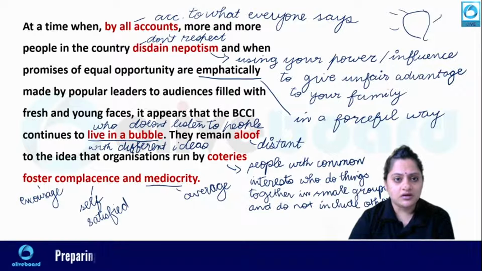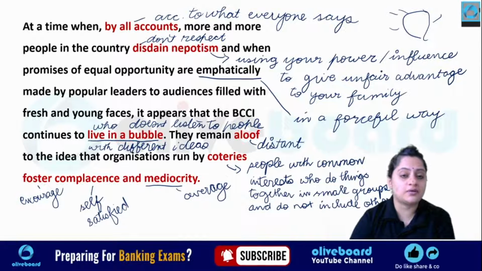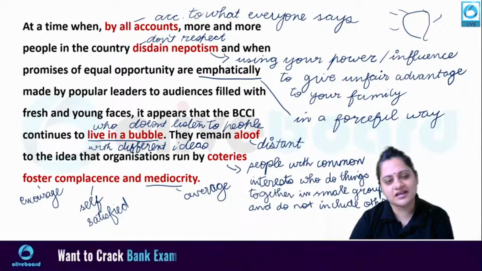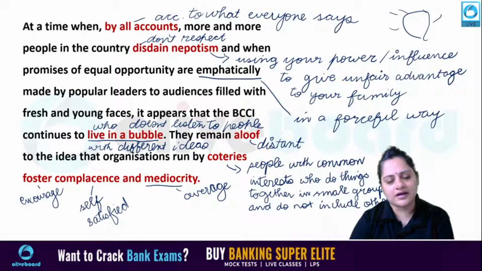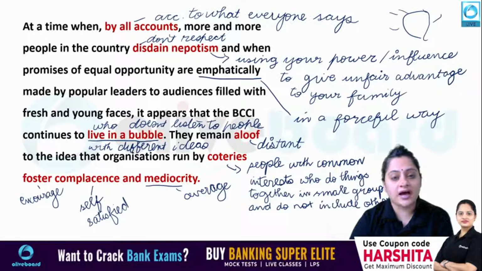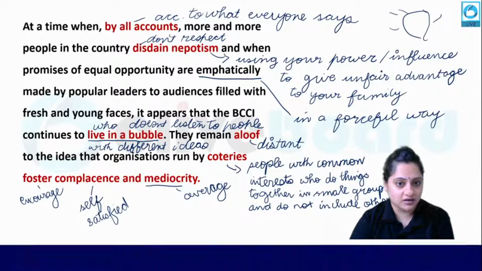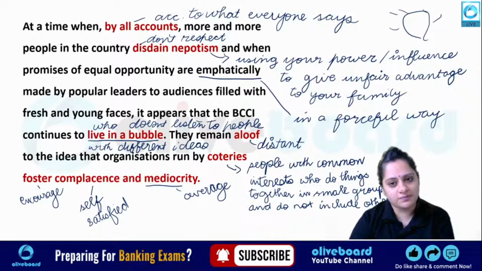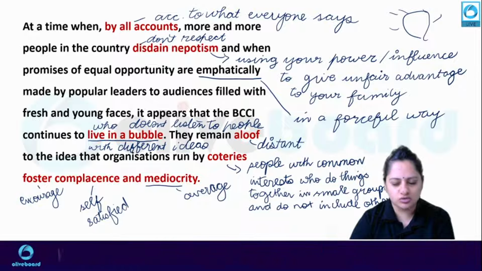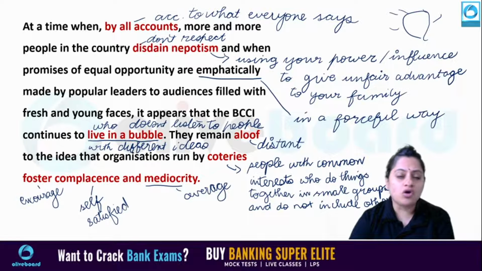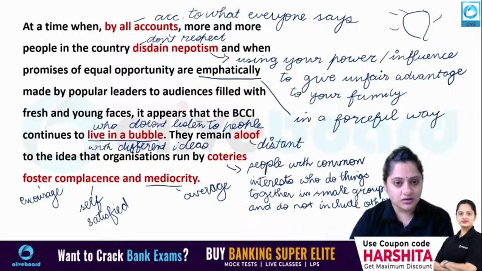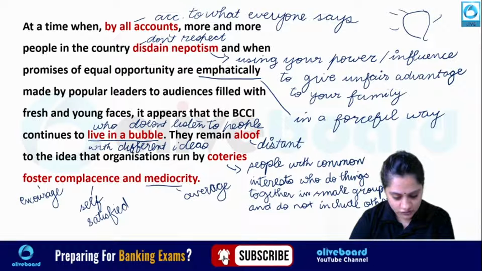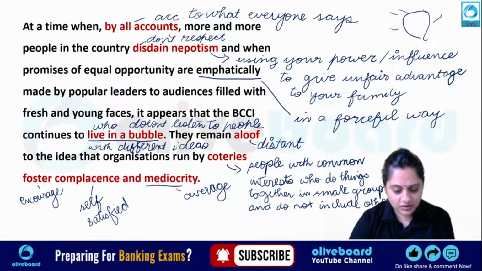Okay, the young people. Now, BCCI is continuing to live in a bubble. BCCI is not worried about nepotism, about giving favors to their own families. BCCI is living in a bubble. They are not open to new ideas. They remain very, very far away from the idea that organizations run by a small group of people, who do not include outsiders, young talent, freshers, will always encourage complacence or mediocrity. They will always be average. They will never become excellent. So BCCI doesn't accept it, right?